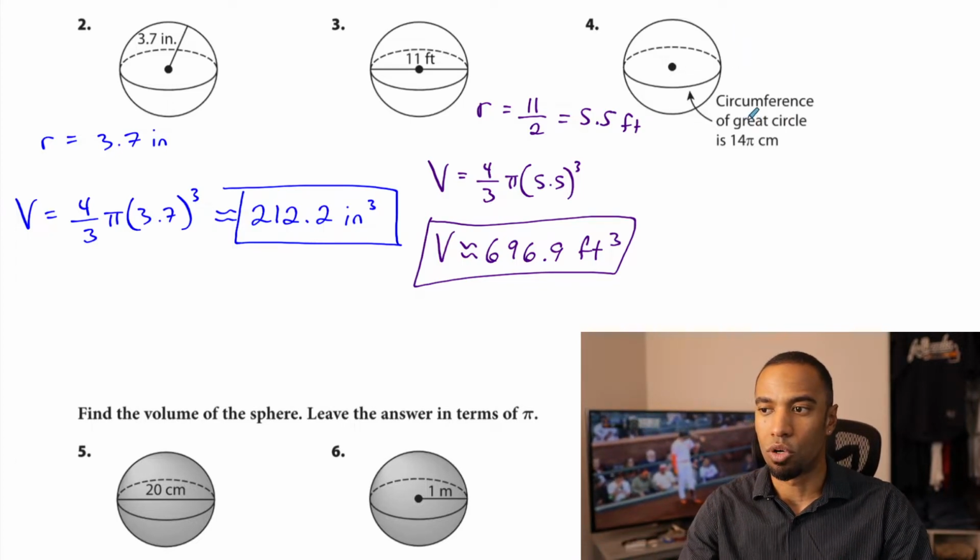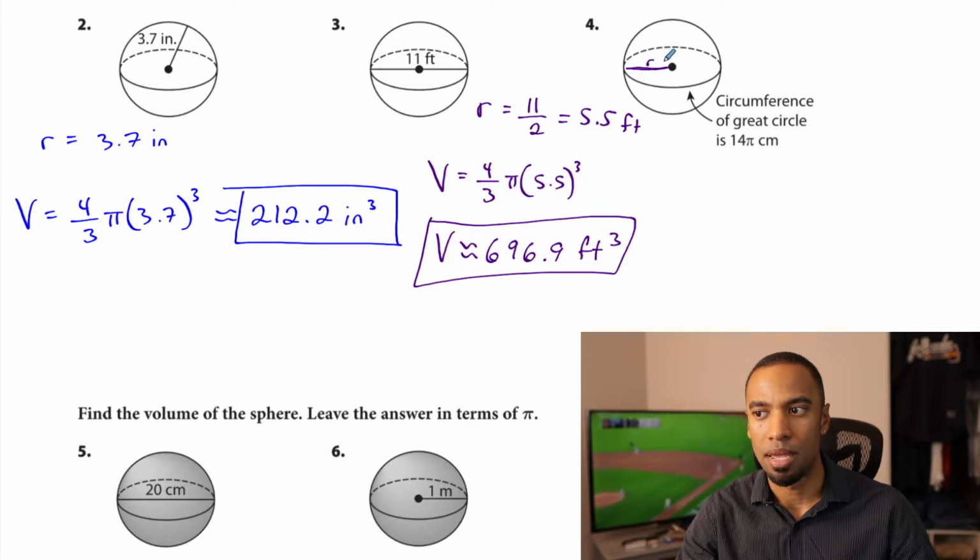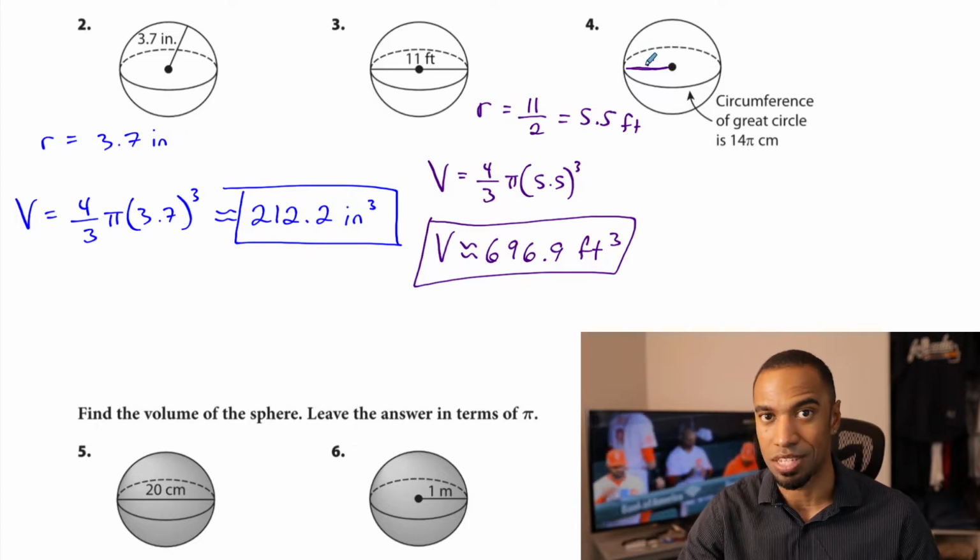So for the circumference of the great circle, the important thing is that we know the radius hits that mark in such a way that we can determine the radius not only of that great circle, but also of the sphere at the same time.